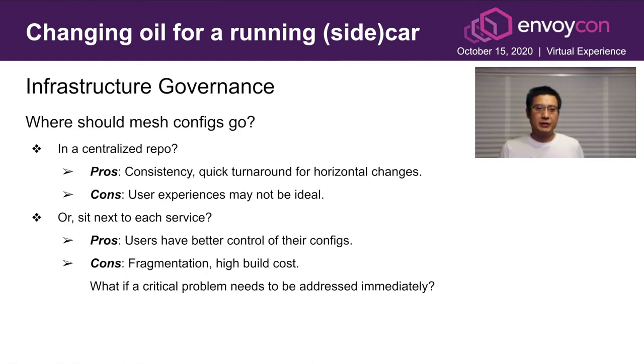So infrastructure governance, from a mesh perspective, is basically two questions. First one, where should the mesh configurations go? Should it be in a centralized repo? This of course has pros and cons. The pros of a centralized repo are consistency and a quick turnaround for horizontal changes. By horizontal changes, I mean you make a change which applies to multiple clusters.